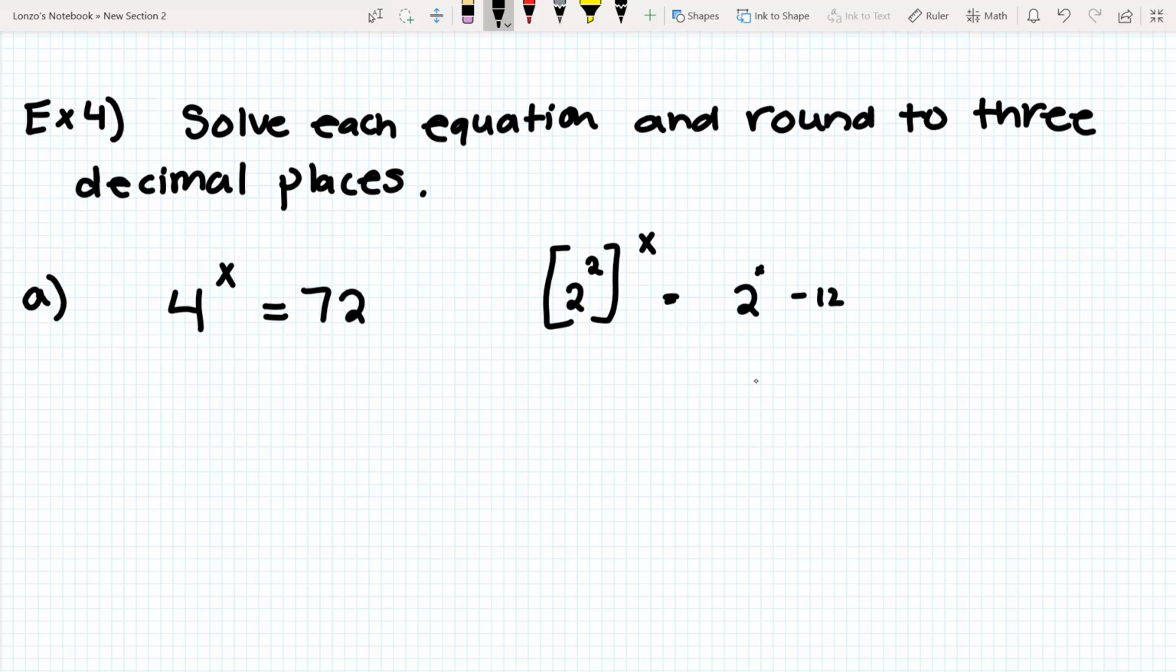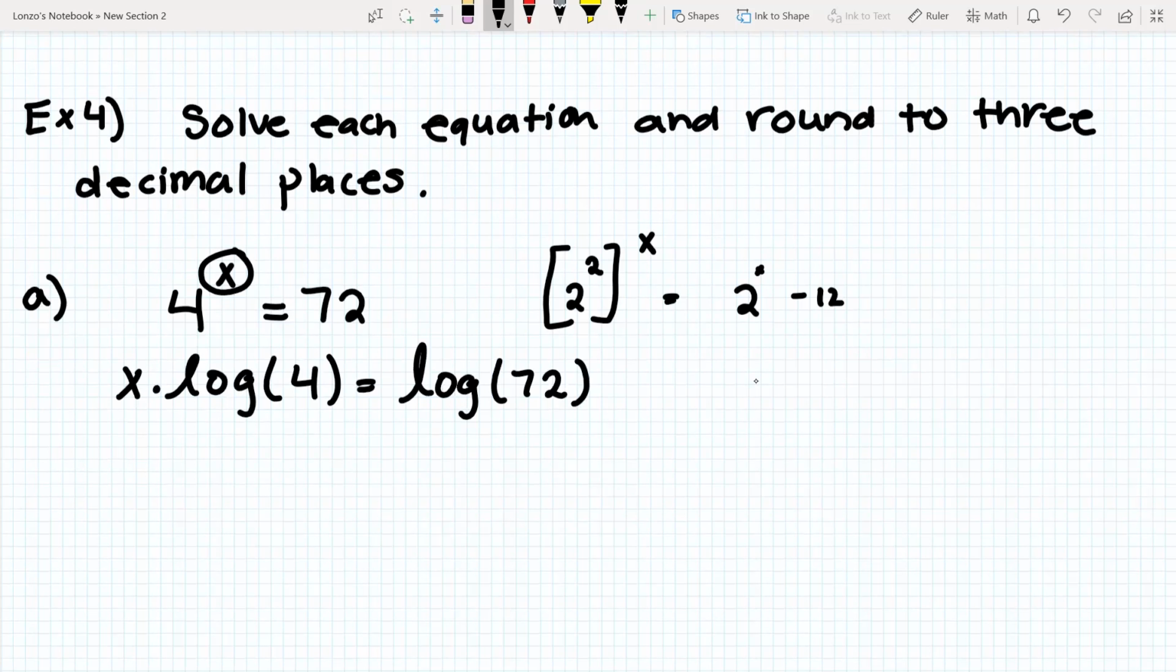Take the log or natural log. I prefer logs. Over here we have an x. So remember, when you're expanding a log, you put the power in front of the log. So it's going to be x times log of 4 equals, this is not log base 4, this is just log 4. And then take the log on the right side, so that'd be log of 72.